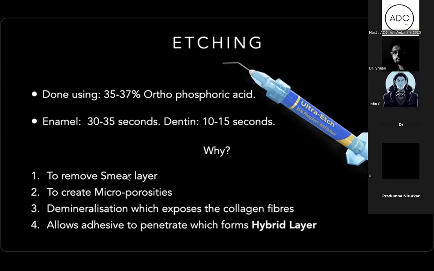Now, second point is to create microporosities. They are small voids or holes on the tooth surface. Why do we do that? I am going to tell you very soon. Third point is demineralization, which exposes the collagen fibers. What does all of this have to do? They are going to allow adhesive, which is bonding agent, to penetrate these exposed collagen fibers and form the hybrid layer. We all have heard about hybrid layer, right? Let us understand what it really is.